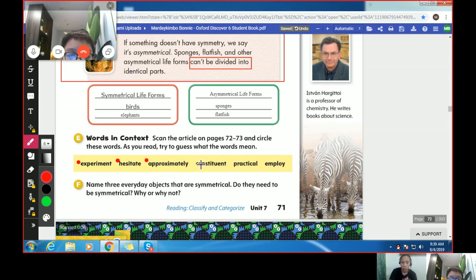Approximately. Very good. Constituent. Very good. Next. Particle. Practical. Very good. Another. Employ. Okay.